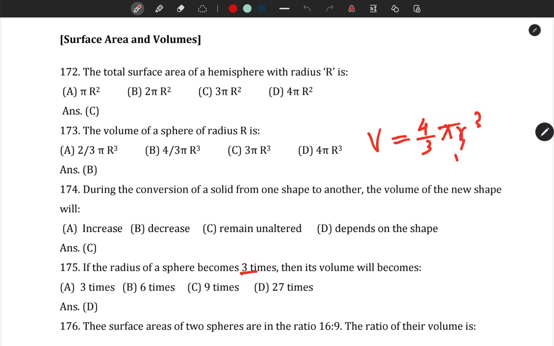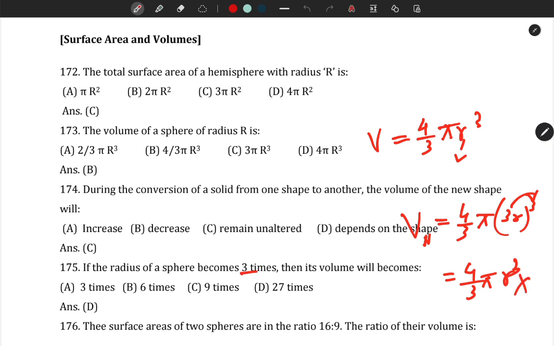cube. If this radius becomes 3 times, the new volume will be equal to 4 by 3 pi. Instead of r, it will be 3 times r, so it will be 4 by 3 pi, 3 cube is 27 and r cube, so r cube into 3 cube will be 27. So you can see it has increased by 27 times the original volume. This was the original volume. So when the radius increases by 3 times, the volume will increase by 27 times.